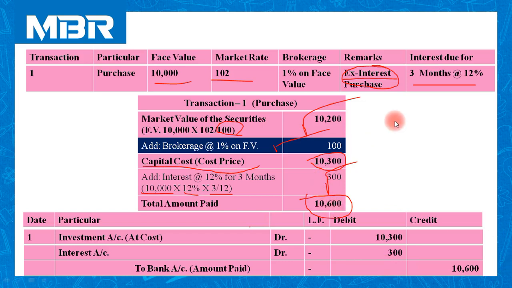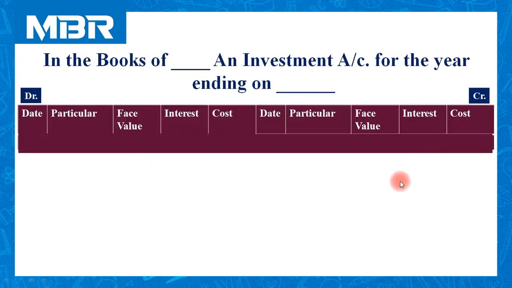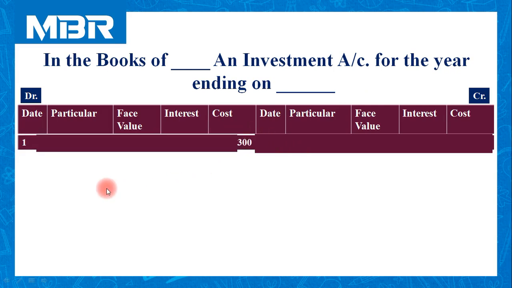Now, if you are clear on this calculation and journal entries, let us move to the ledger posting. Ledger posting is not new for you because we have already passed so many entries in standard 11th onwards. So in the books of the name of the person who is the investor over here, an investment account for the year ending on the last date of the year. So this is a specimen for the purpose of learning.